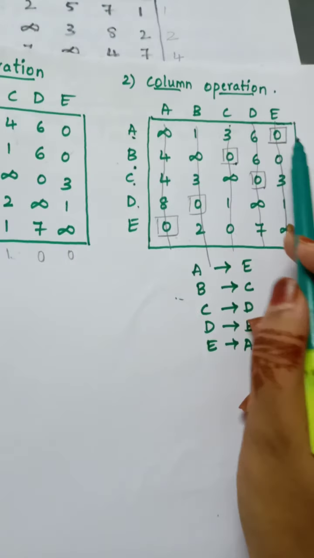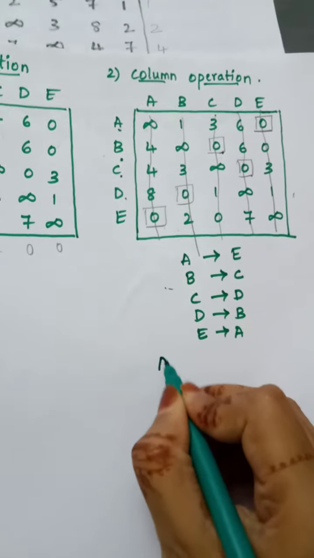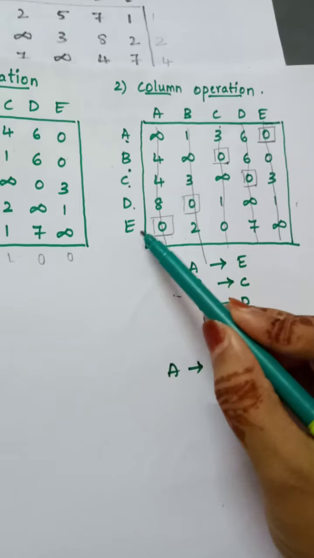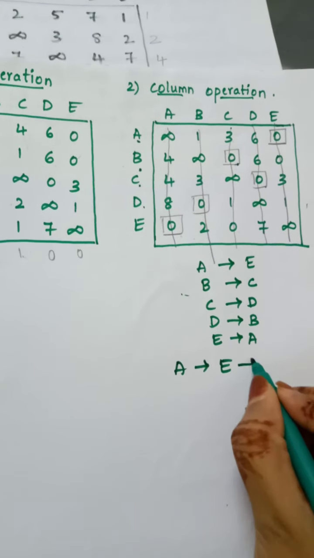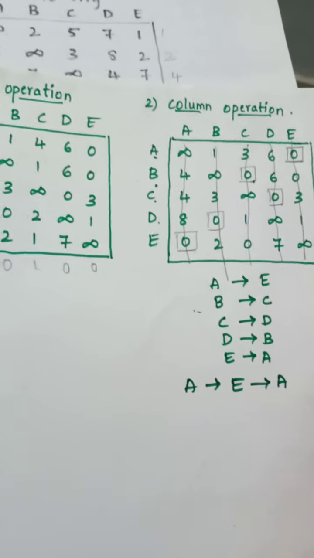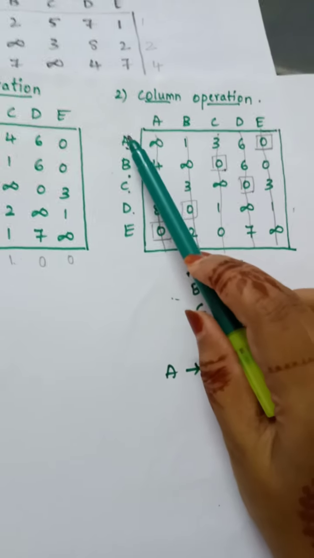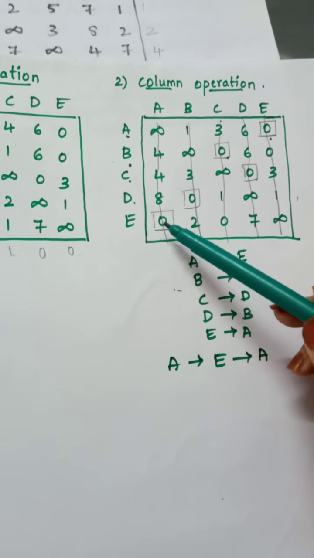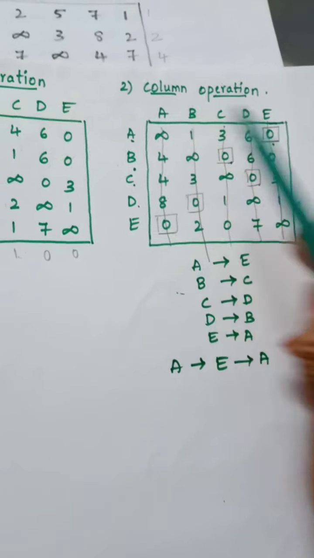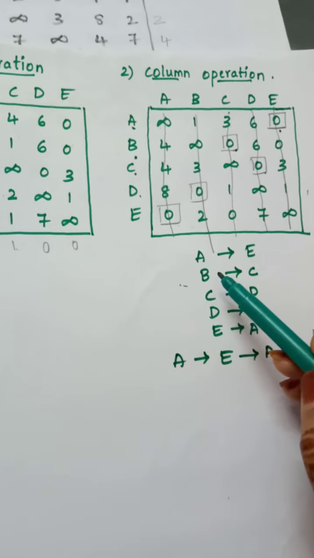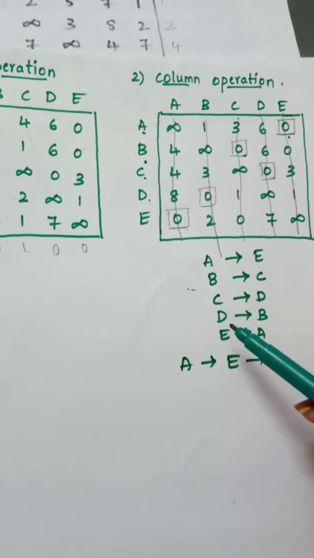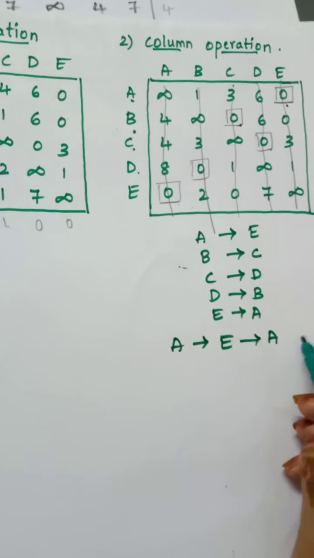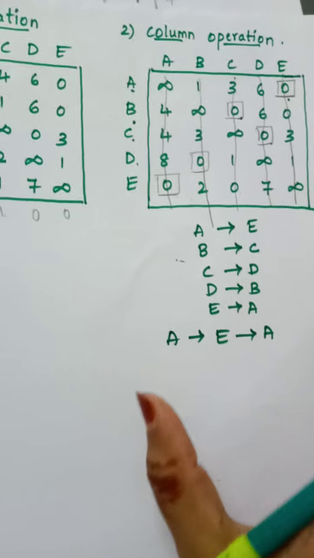From A, he is traveling to city E. From E, he is traveling again to A only, students. Clear everyone? So once again I will repeat it. From city A, he is traveling to E. From city E, he is again traveling to city A. He did not travel the remaining cities, that is B, C and D. Clear everyone? So this sequence does not satisfy the condition.